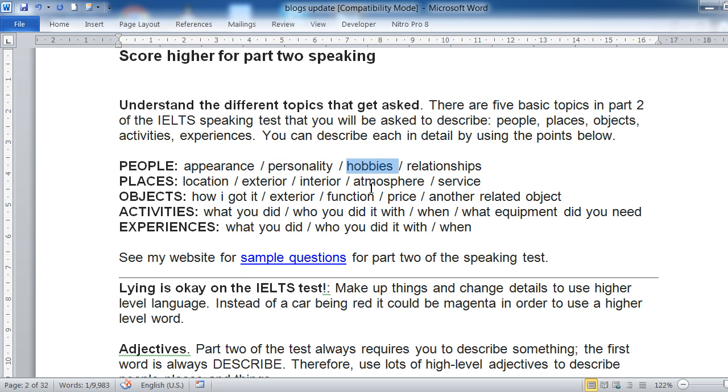We could talk about their hobbies. And again, we want to use high-level language. Soccer's okay, but something like orienteering, mountain climbing, or perhaps something a bit more like extreme sports such as bungee jumping. We can describe relationships for the person with ourselves or even with other people. Is it a close relationship? Is it warm? Is there a power relationship? If it's your boss, then there's a power relationship involved.